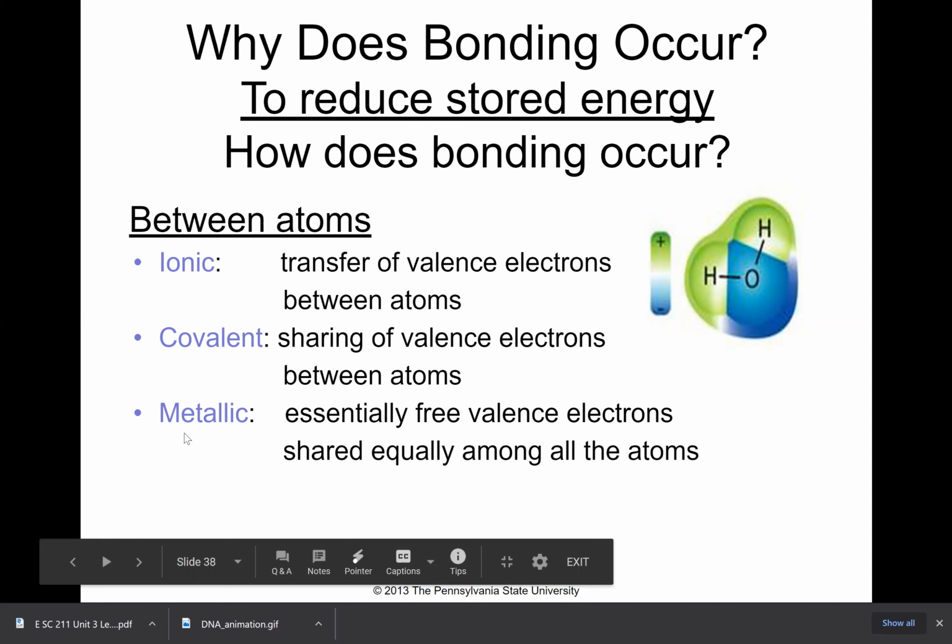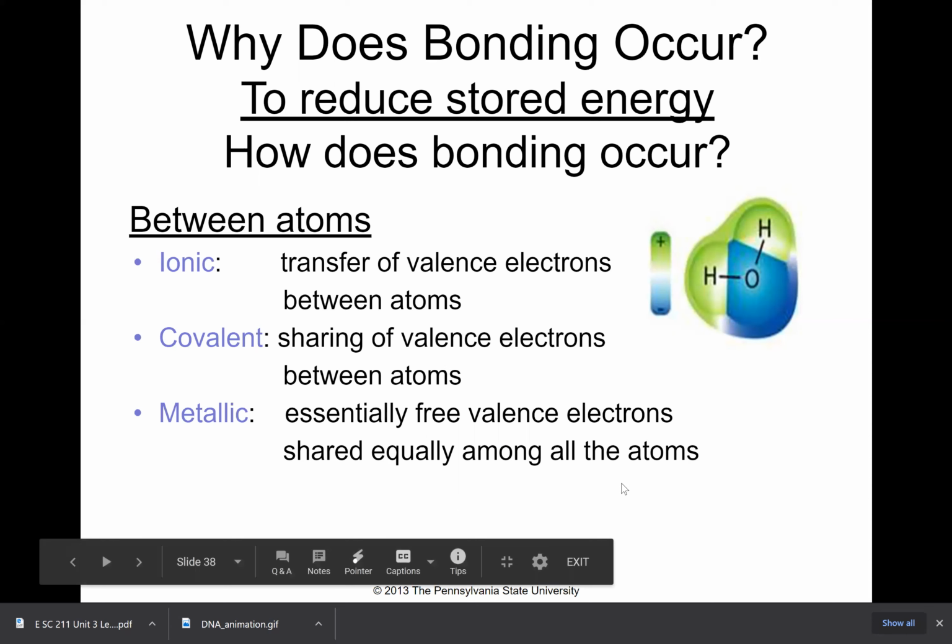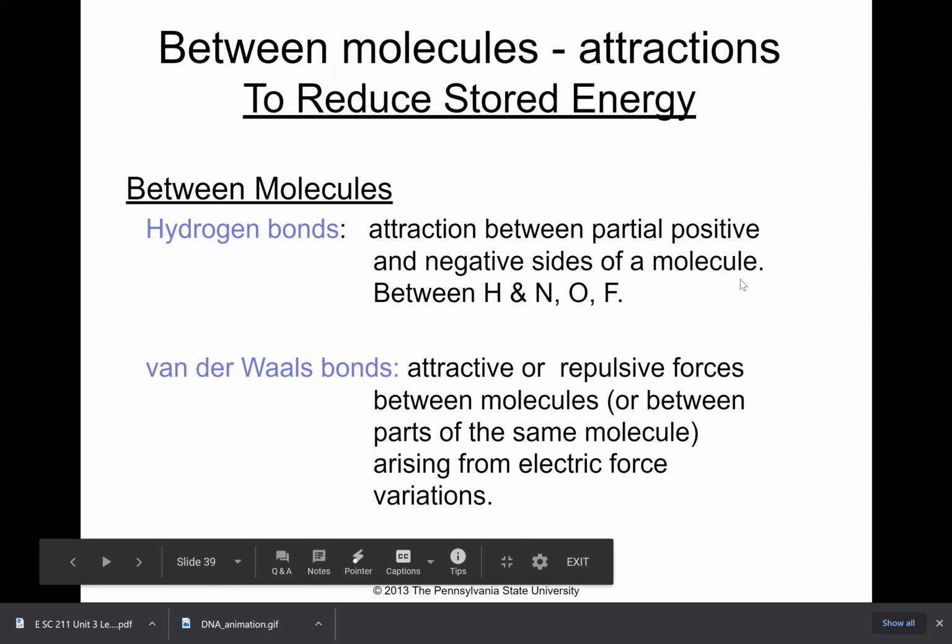And that's why for metallic materials, you can have electricity run through it because the electrons are free and they're able to run through the wire to create electricity. Okay, so those are between specific atoms, and they're the strongest types of bonds kind of in general.